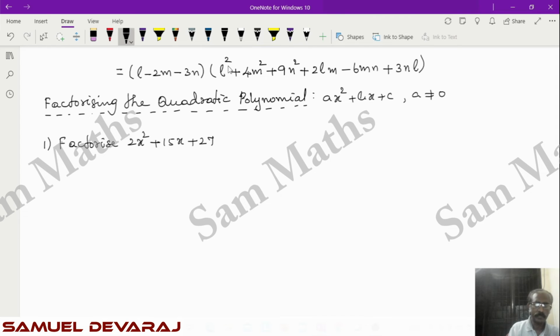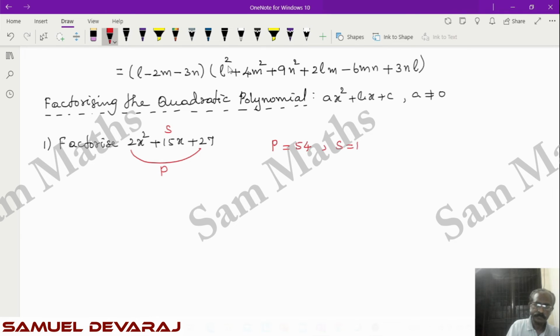So what we have to do, you have to check the sum and product. See here, I'll explain it. Please listen carefully. You take A and C, that is the product. The middle one is the sum. Okay, children. So now I am writing the product is 2 into 27, that is 54.